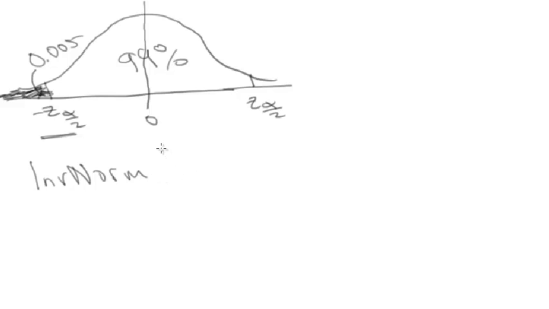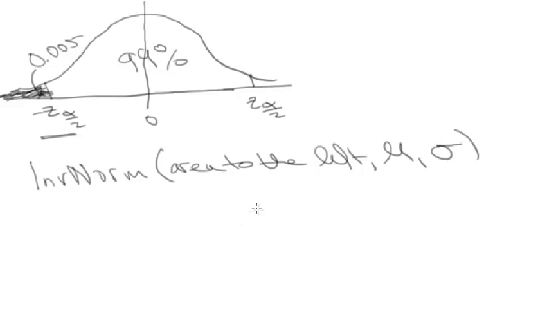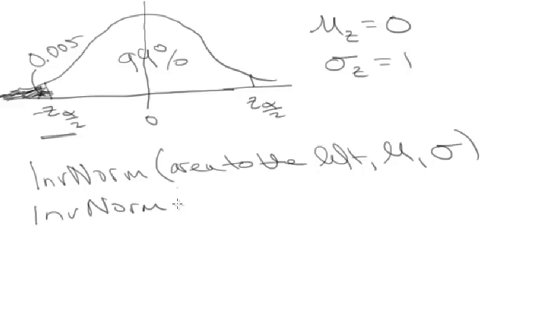And what goes into that is area to the left, the mean, and the standard deviation. And do you remember the mean of the z-scores? Mean of all the z-scores, well, it's actually in the picture, is 0. Do you remember the standard deviation of all the z-scores? That's always going to be 1. So this will be inverse norm of the area to the left of the boundary I'm trying to find, which is 0.005. Ooh, I put in an extra 0 there. Sorry about that. I got a little excited.